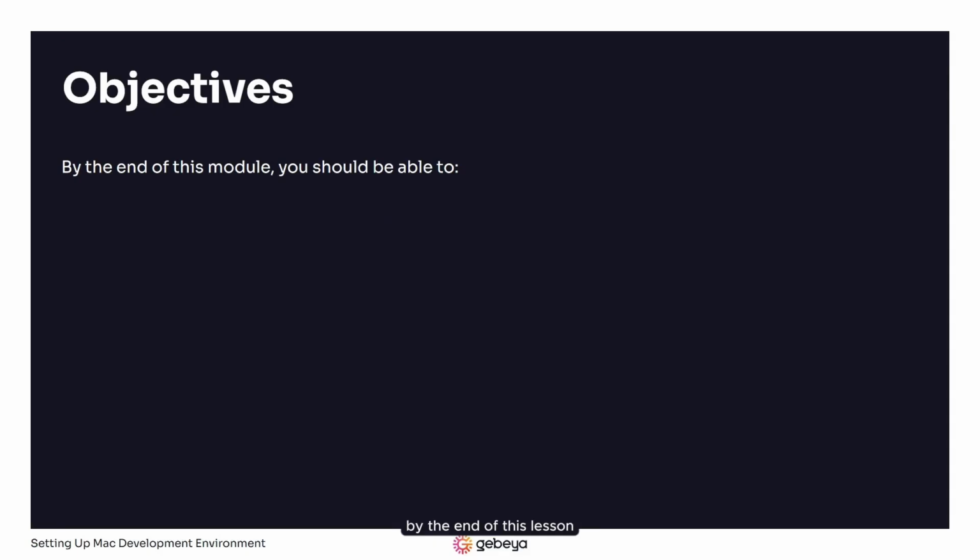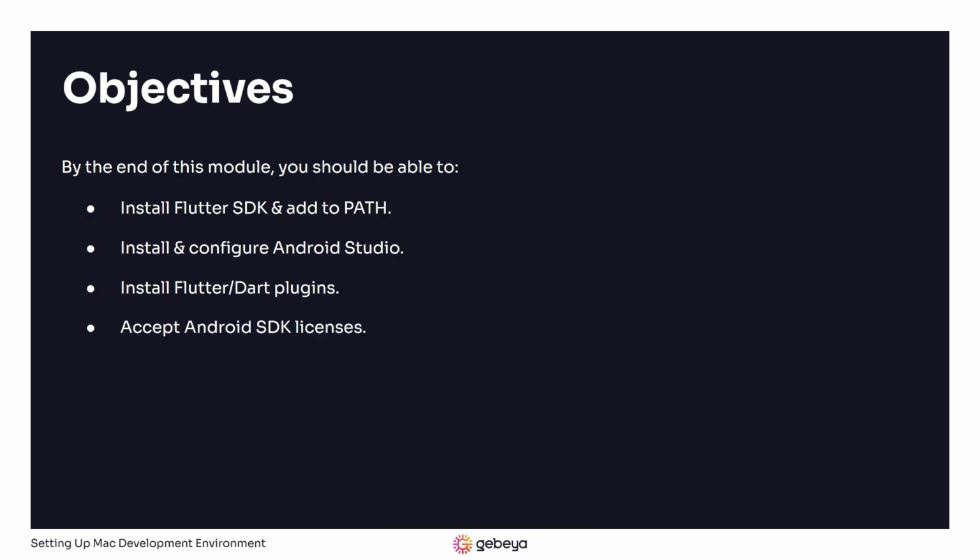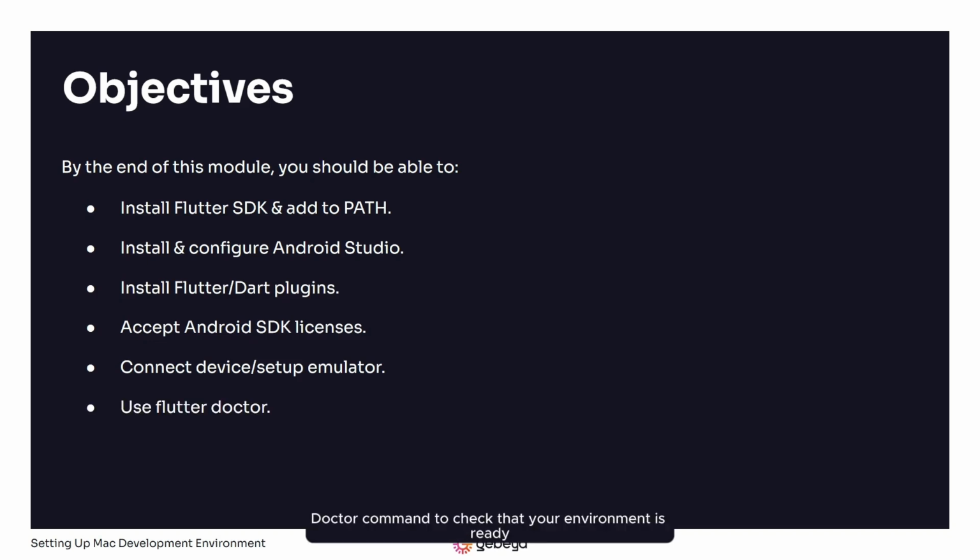By the end of this lesson, you will be able to install the Flutter SDK and add it to your path, install and configure Android Studio, install the Flutter and Dart plugins, accept Android SDK licenses, connect a device or set up an emulator, and use the Flutter Doctor command to check that your environment is ready.